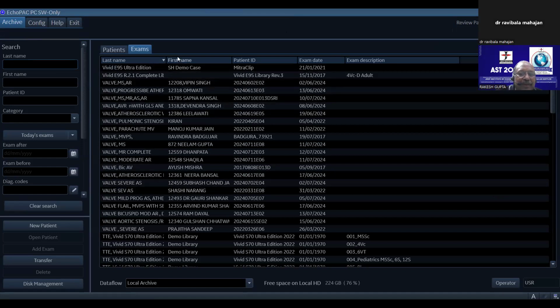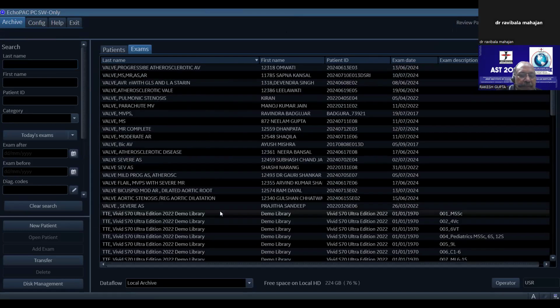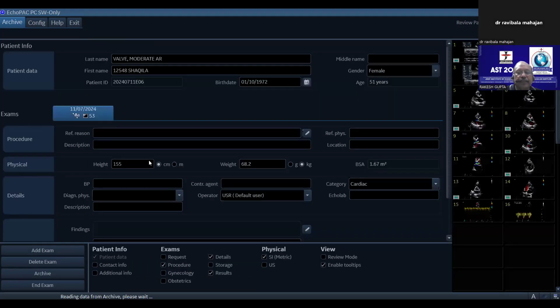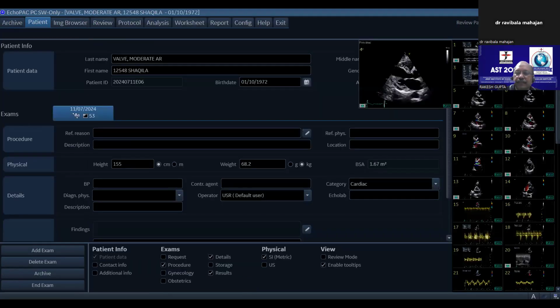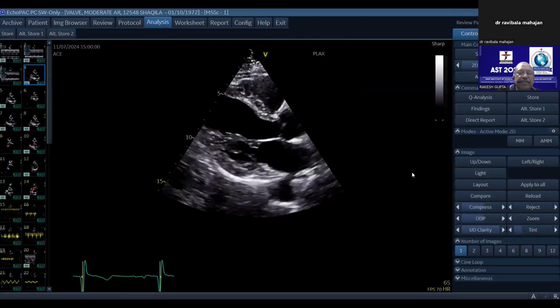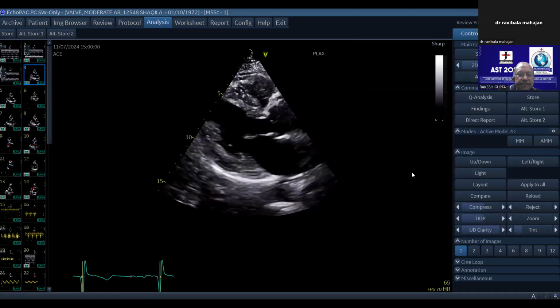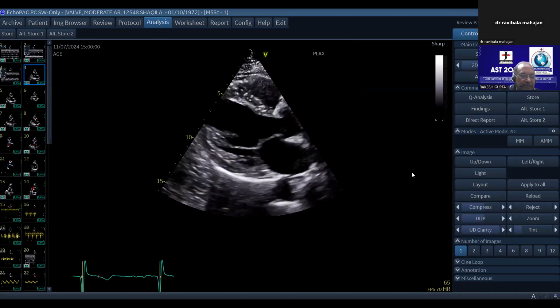Okay, let's go to AR now. This is a patient. Sir, for PISA, which view is okay? Apical four chamber, no? Apical four chamber.